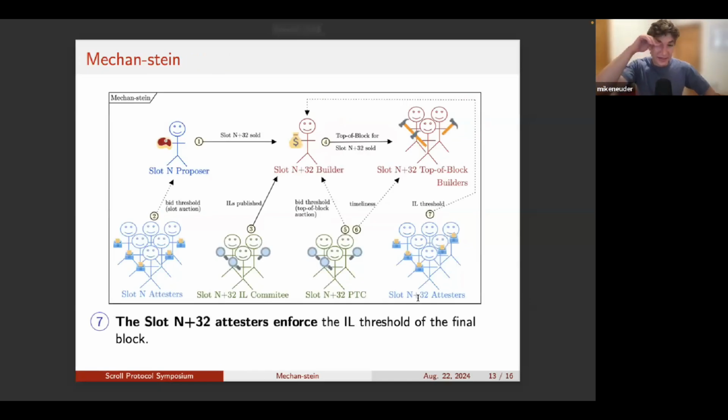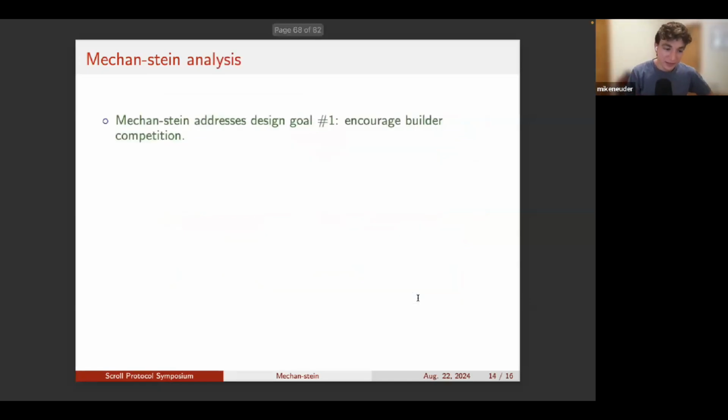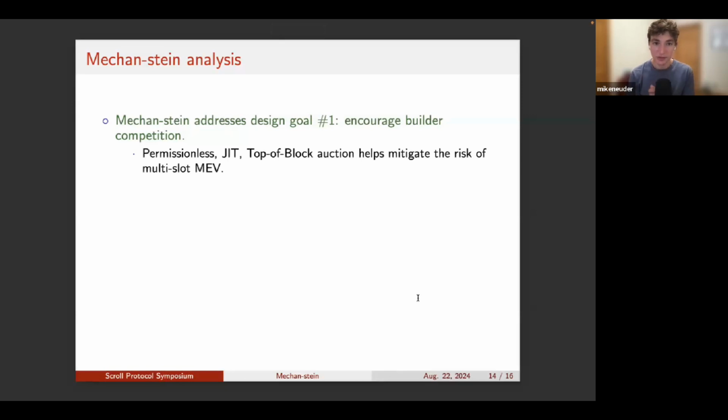Again, it's a lot, but the analysis is actually pretty compelling. And you can agree with me or not, but how I see it is it actually addresses all 3 design goals. So design goal number 1, let's just go through them: encourage builder competition, right? How does it do that? Well, it has a permissionless, just-in-time top of block auction.